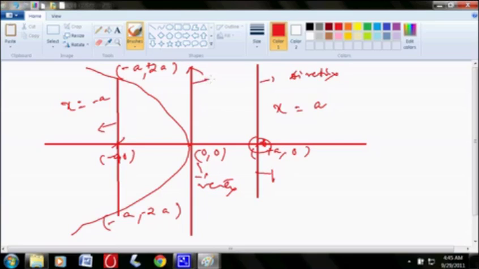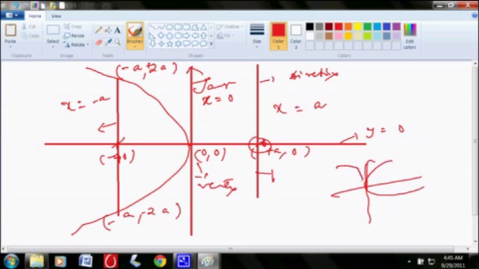Same thing, this is the tangent. Equation is x is 0. This is the axis. Equation is y is 0. So it's exactly the same parabola that we discussed, but it's taken this side. So the points are the same, but only the focus becomes the directrix.